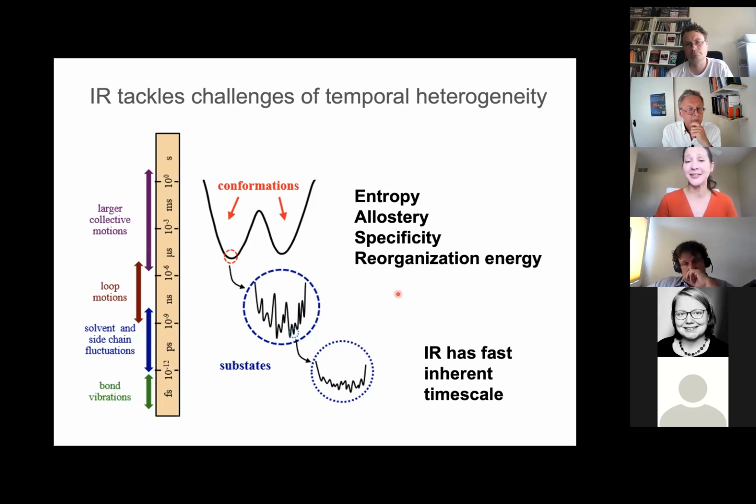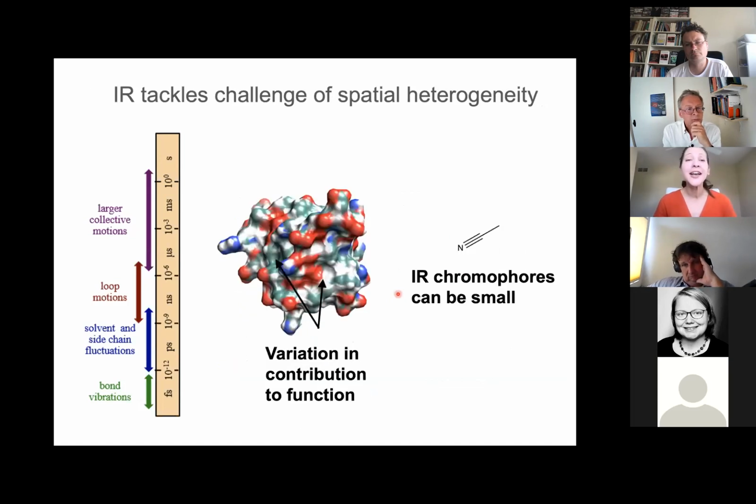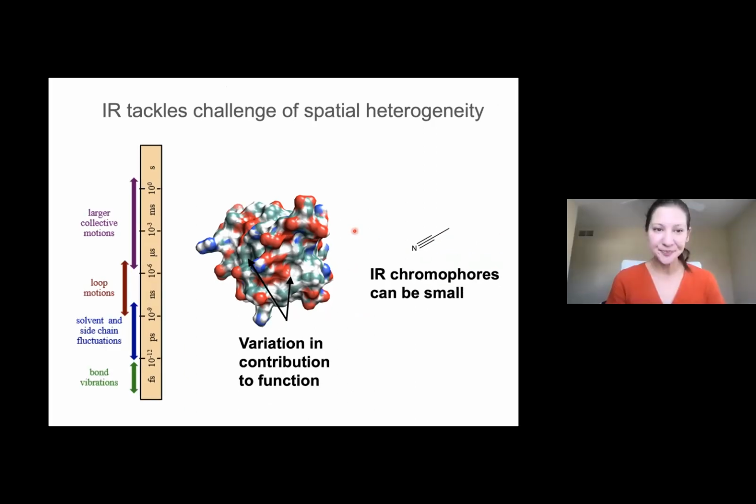As I said, IR has a great inherent fast timescale. It also has a really awesome spatial resolution in principle. Proteins to a chemist are a really complex, very large molecule. Just showing a polarity surface view, the contribution from one part of a protein to function could be very different from another part. So we really need a way to probe different parts of the proteins. IR is nice in that our chromophores can be as small as a bond in principle. So we can probe local regions.